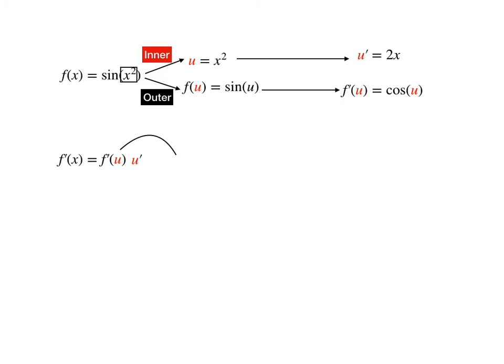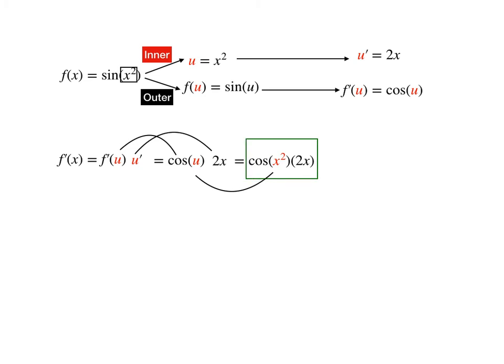Now, put everything together: f prime of x equals f prime of u times u prime. So f prime of u is cosine of u, and u prime is 2x. And then again, u equals x squared, so you have to convert u back to x squared, which gives you cosine of x squared times 2x is the derivative of sine of x squared.